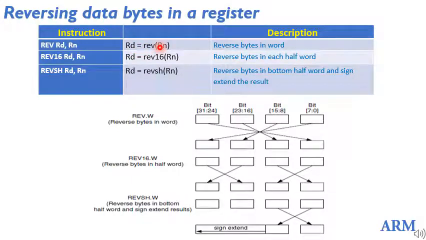You can make things clearer when you look at this picture. Here the 32-bit word is divided into 4 bytes. The first byte is from bit number 0 to 7, the second byte is from 8 to 15, the third byte is from 16 to 23, and the last byte is from 24 to 31.